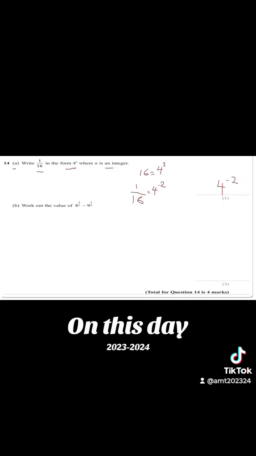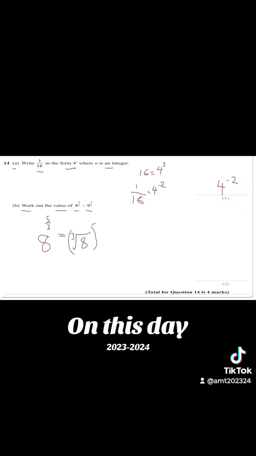What about part B? Work out the value of 8 to the power of 5 thirds, subtract 9 to the 3 halves. So do it piece by piece. 8 to the power of 5 thirds means the cube root of 8 and then raise that to the power of 5. So I do the root of the denominator and then I raise it to the power of the numerator.